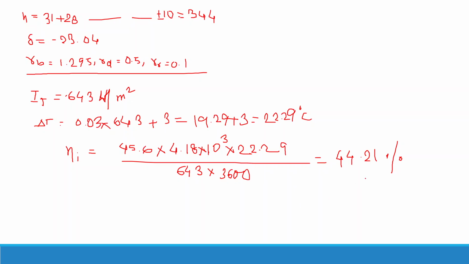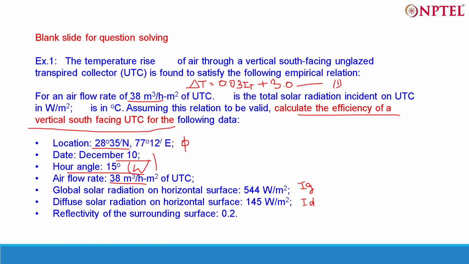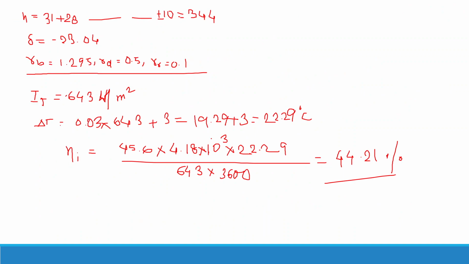Okay. So what you needed to calculate was this efficiency value. Calculate the efficiency of vertical south facing UTC for the following data. So now you have got the answer, and you know the approach to the numerical. You have approached this numerical, and you have solved it. So after that we will move to the assignment questions, before taking some other numericals. So please feel free to ask any question if there are any.